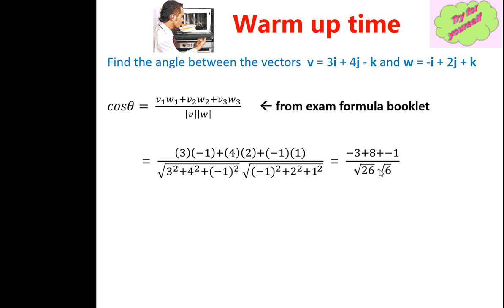So remember, root 26 times root 6 is the square root of 26 times 6. So just be aware of that, and try to think what's negative 3 plus 8. Right, it's 5, and then 5 plus negative 1 would give you 4. So 26 times 6 is 156. So if you do square root of 26 times square root of 6, you'd get square root of 156.